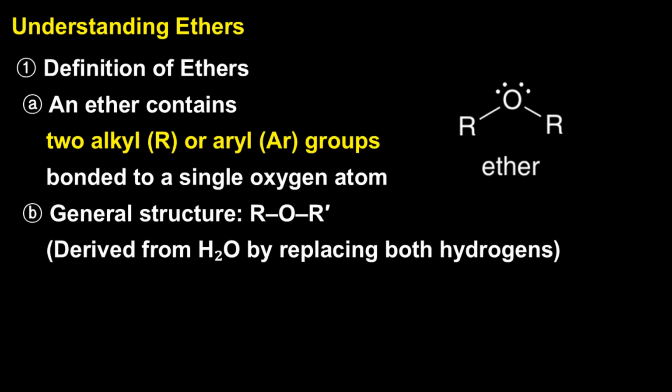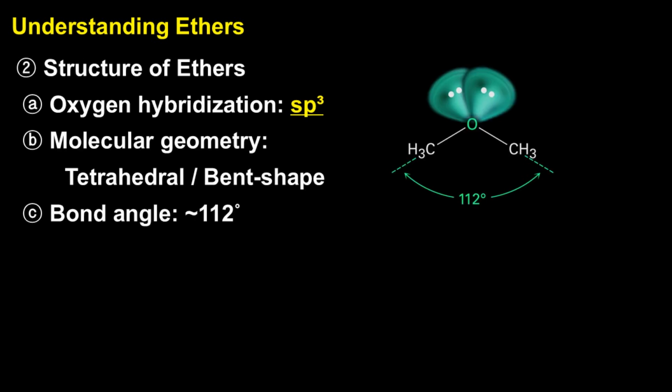One way to think about it is this. Take a water molecule, H2O, and replace both hydrogens with carbon chains. What you end up with is an ether. Simple as that. Now let's take a closer look at the structure.